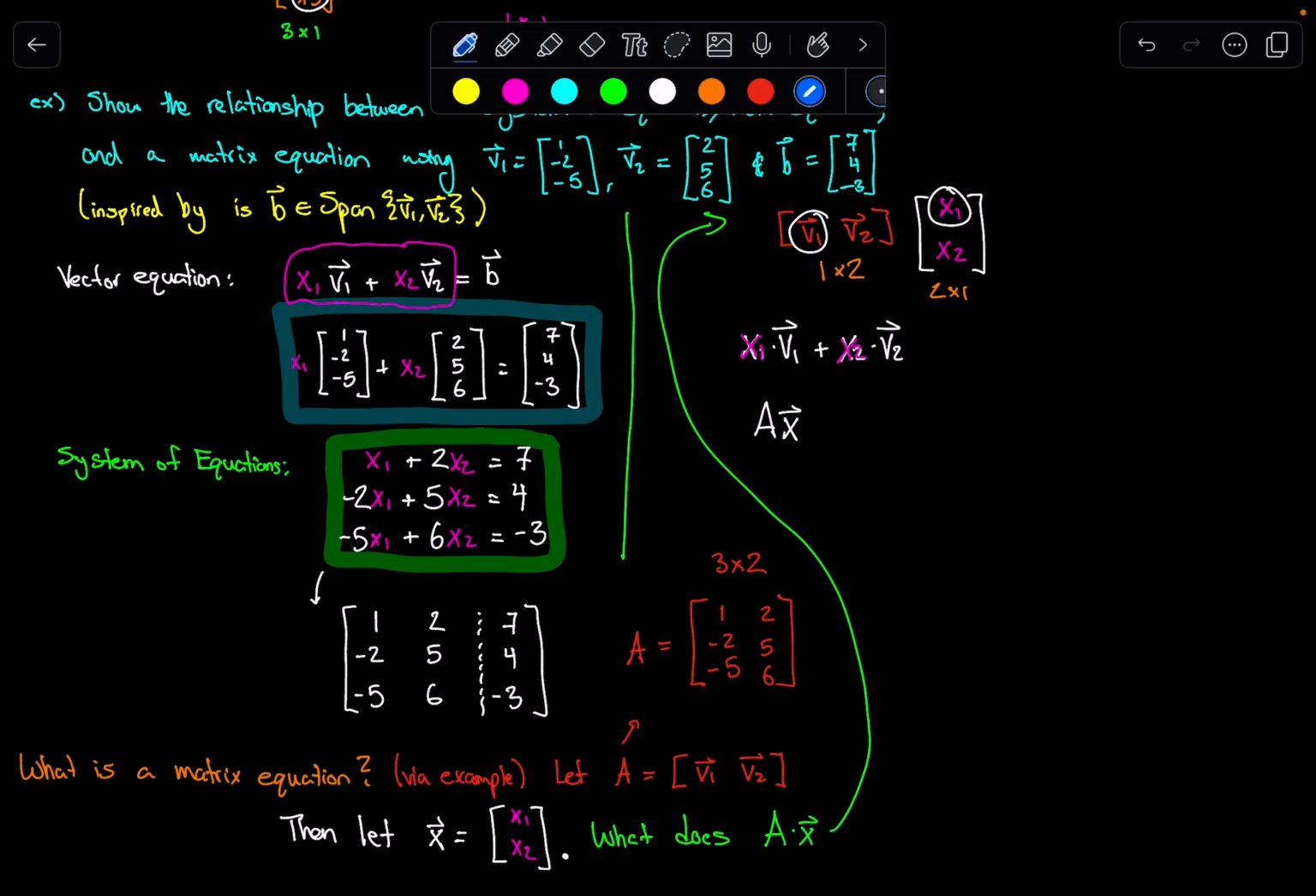Now what goes on the right-hand side? What's supposed to be over here? Well, this is supposed to be my vector b, right? That's supposed to be on the right-hand side. So just to make sure that we're not getting too lost or too far off track, what we just came up with right here is a matrix equation. That right there is a matrix equation.